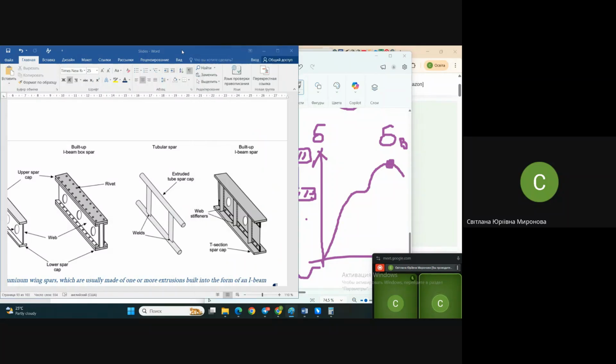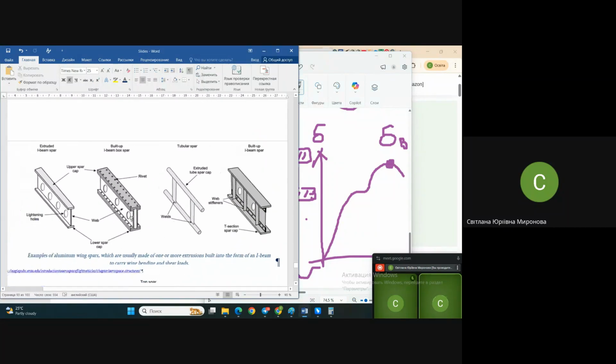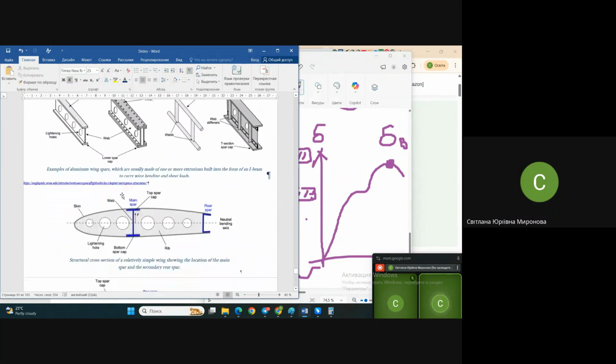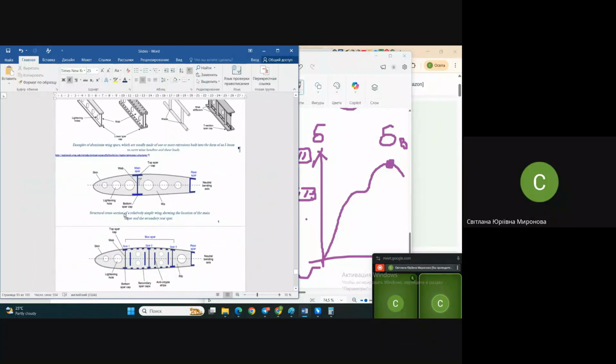And what we need to see here more. Let's take a look at the cross section. What are these two cross sections?